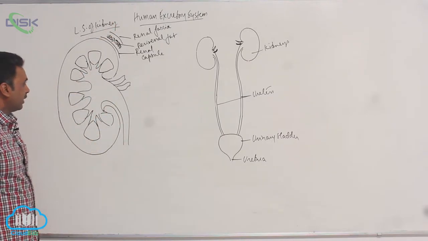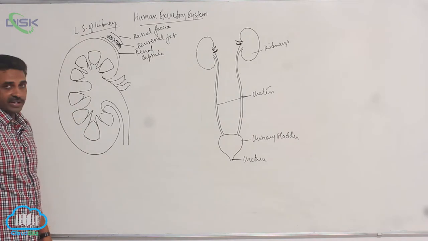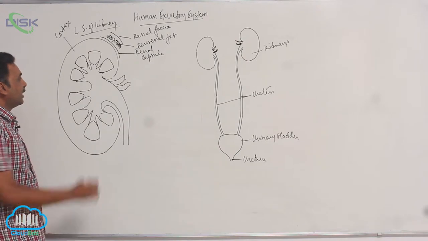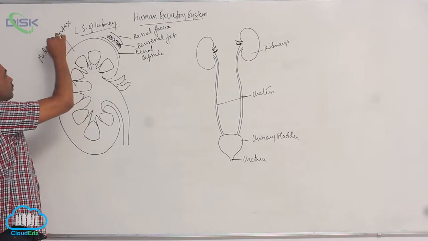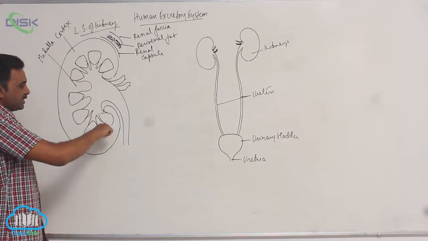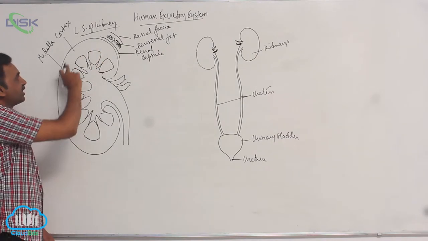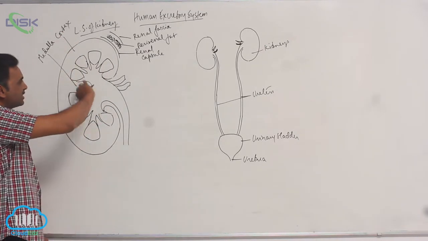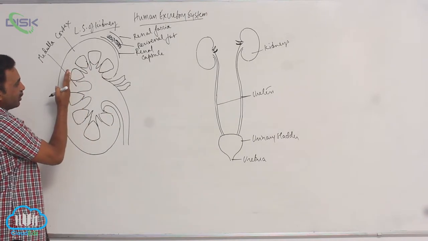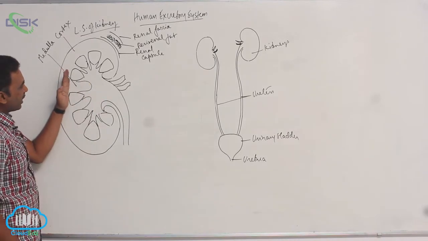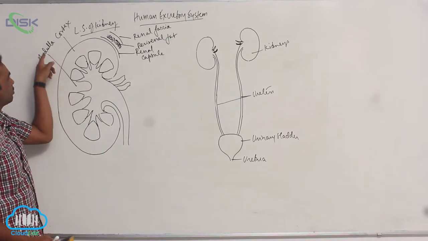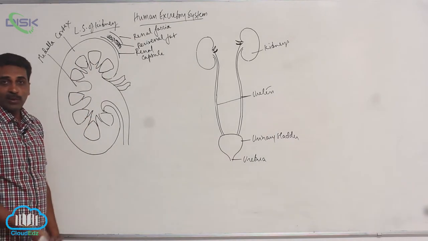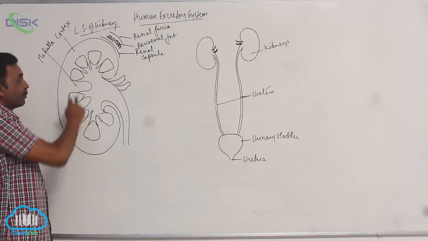Now when you come to the internal structure of kidneys, you can see the outer region. The outer region is called cortex and the inner region is called medulla. This outer region is light red in color, from here till here. So this outer margin is called cortex. And this area internally, the area right of my hand, that total area is called medulla. Cortex is light red in color. Medulla is dark red or reddish brown in color. Now cortex is continuous, but medulla is not continuous.